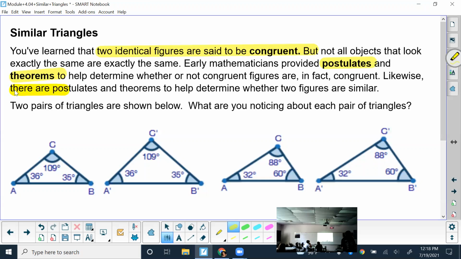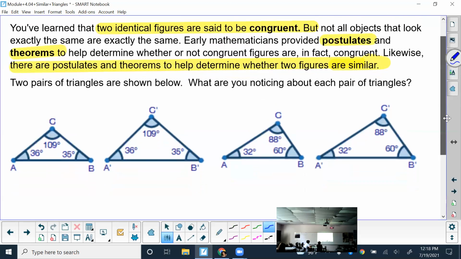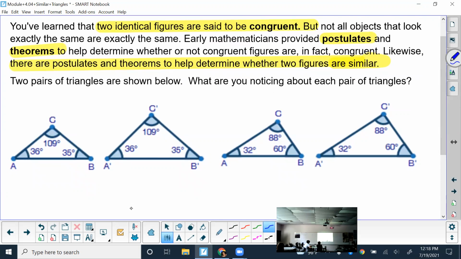There are postulates and theorems to help determine whether two figures are similar. So for things to be similar, there are some criteria that we learned previously. So let's look at some examples of these sets of triangles. Each set has similar triangles. So what are we noticing, say, about the first set? What's the same and what's different?